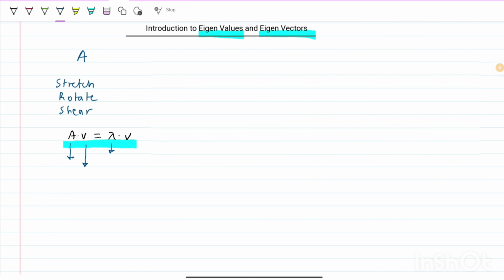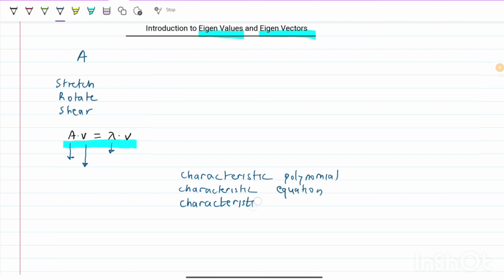You might be wondering, how do we actually find these eigenvalues and eigenvectors? For that, we need to find the characteristic polynomial, the characteristic equation, and the characteristic roots. We'll delve into the mathematical processes in the next video. We'll explore the characteristic equations and how to solve for eigenvalues and then find the corresponding eigenvectors.